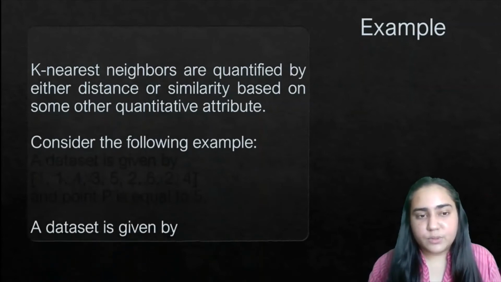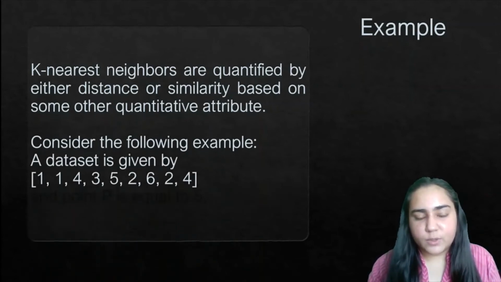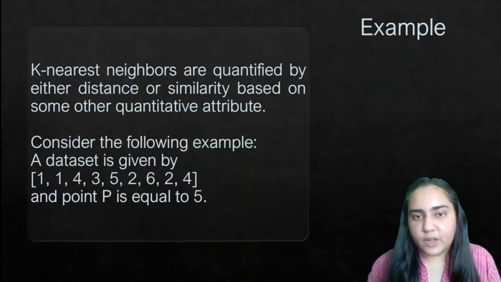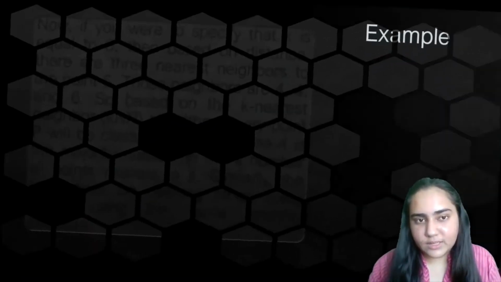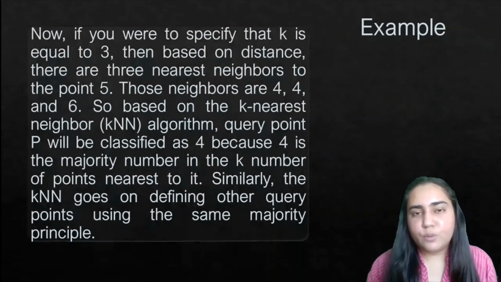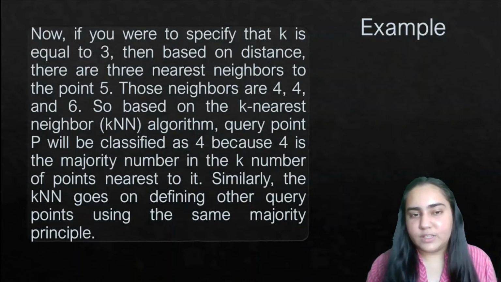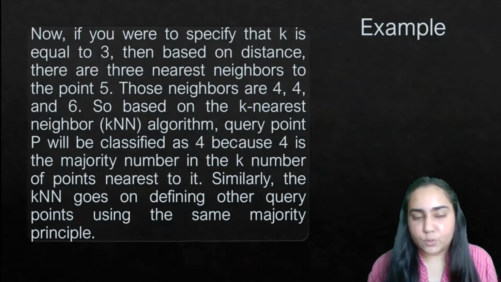Let's see an example. So you are given a data set which contains these numbers: 1, 1, 4, 3, 5, 2, 6, 2, 4. And the point P is picked as 5. So what you're going to do in the next step is, if you were to specify that k is equal to 3, which means you need to pick the 3 nearest neighbors to the point 5. And these would be 4, 4, and 6. Because you're just subtracting 5 from all these values and picking the 3 nearest ones.